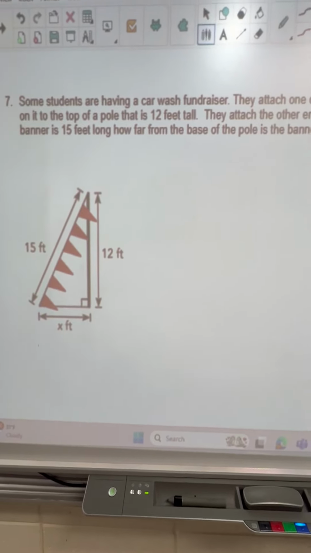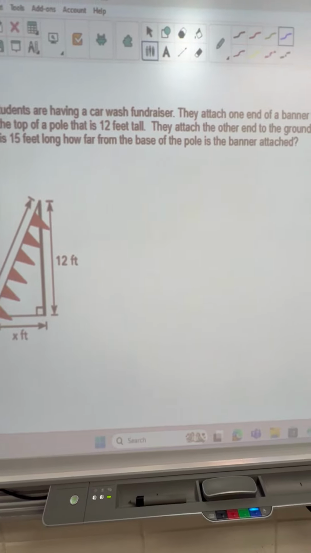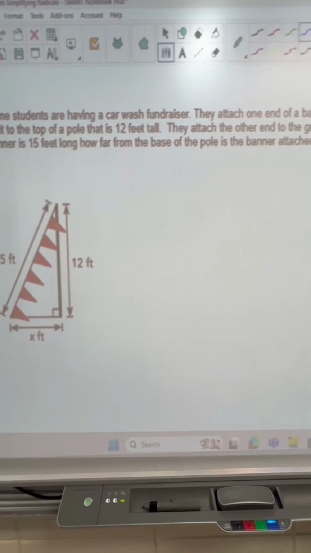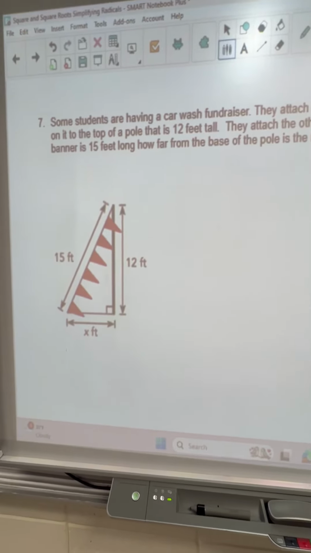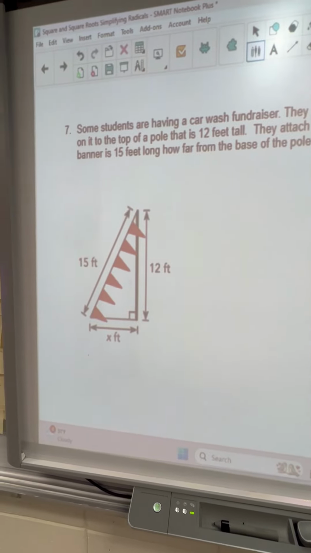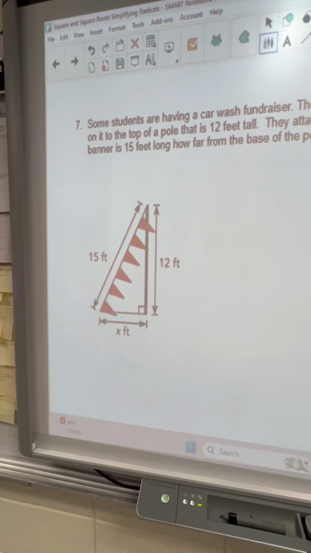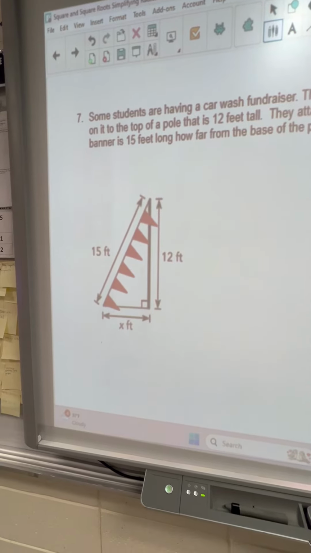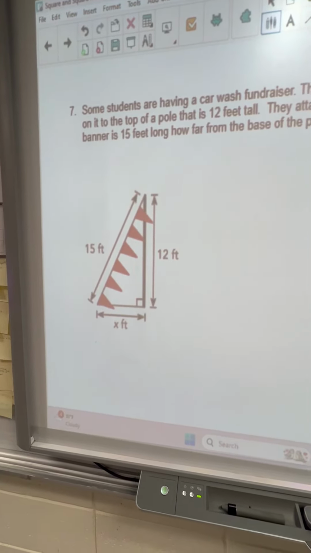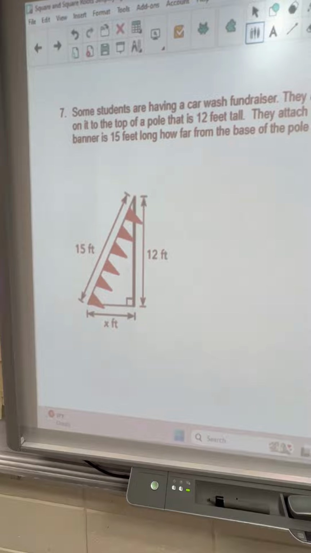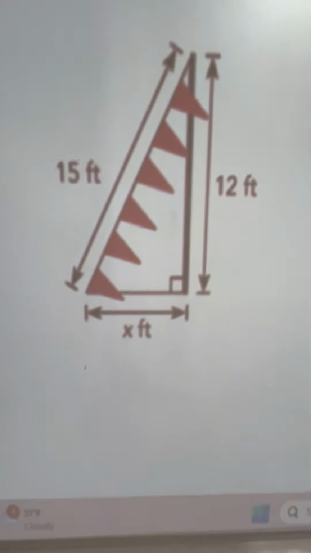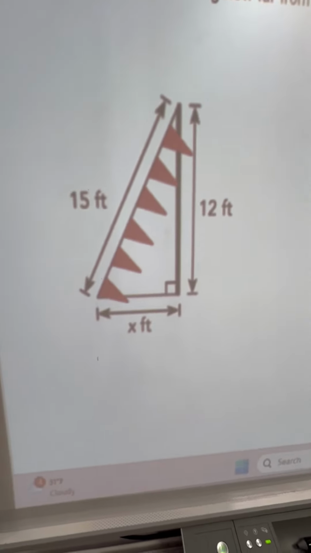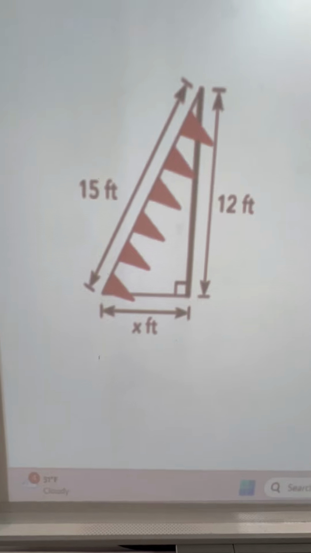So we have some students who are having a car wash fundraiser and they attach one end of one of the banners with flags on the top of the pole that is 12 feet tall, and they attach it to the other end on the ground. If the banner is 15 feet long, how far from the base is the banner attached? So again, you can see the diagram. You really didn't need to read that whole thing to know what we were doing, but that's okay.